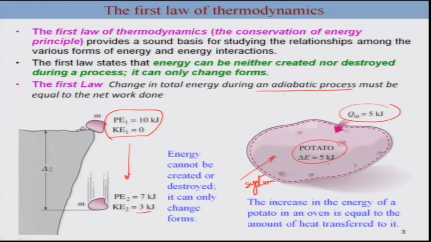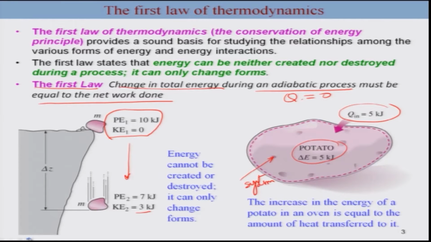If you take a system such that no heat can be transferred from the system to the surrounding or from the surrounding to the system, and if there is any change in energy, it has to be due to the net work done on the system or by the system. So that's another way of stating the first law: the change in the total energy during an adiabatic process, where Q is equal to 0, must be equal to the net work done.